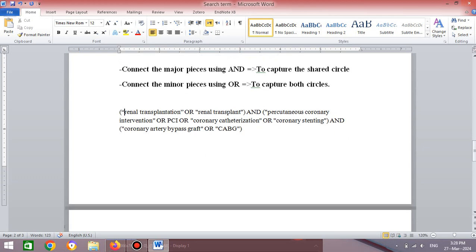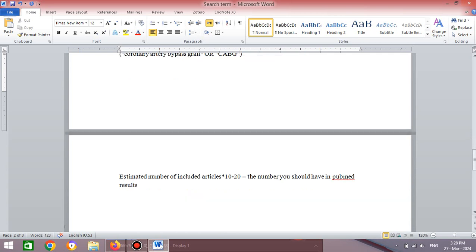Okay. How should I know that my search term was effective? This may be the supervisor's role. He may help you in that. However, you may have a rough estimation. If you estimate that the total included number may be 10, then in PubMed you should multiply this number by 10 or 20. So if the estimated included number is 10, the roughly estimated PubMed results may be 10 multiplied by 10 equals 100.